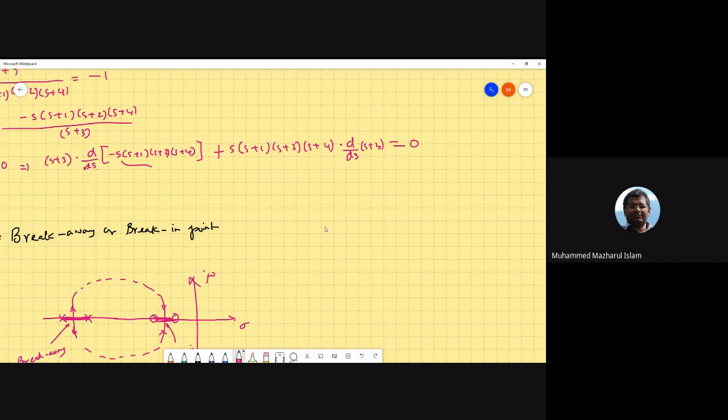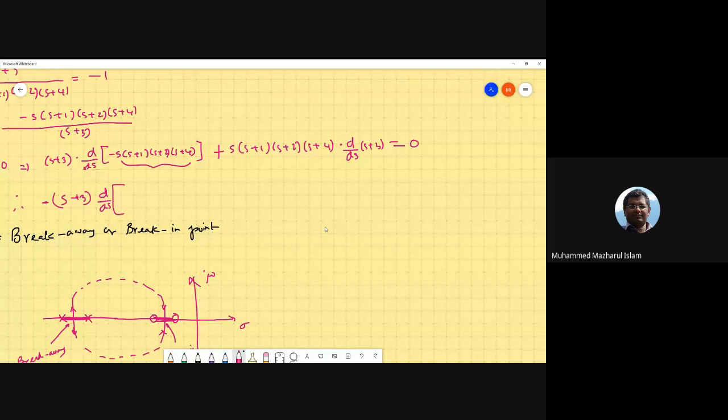This is a third order transfer function, a third order polynomial of s. So let's do the calculations. So s plus 3 into d/ds of, multiply everything, and I can actually take this minus sign out if I want. So I'm taking this minus sign out. So what will it be? Can you tell me?